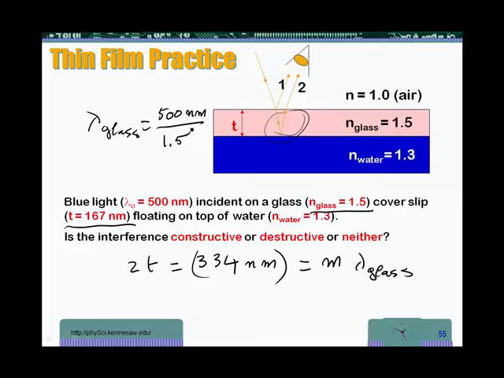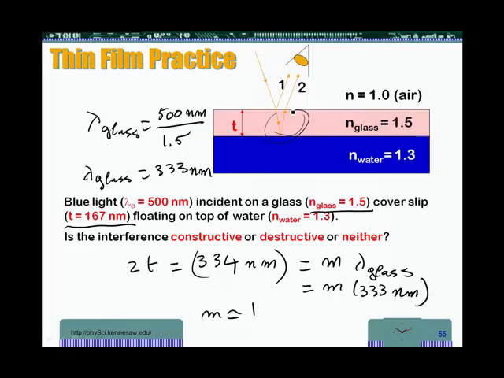500 divided by 1.5. I'm calculating it separately here. That's 333 nanometers. Okay, so here we have m times 333 nanometers, so m is approximately equal to 1. Now the path difference is equal to a wavelength of the light inside that medium.